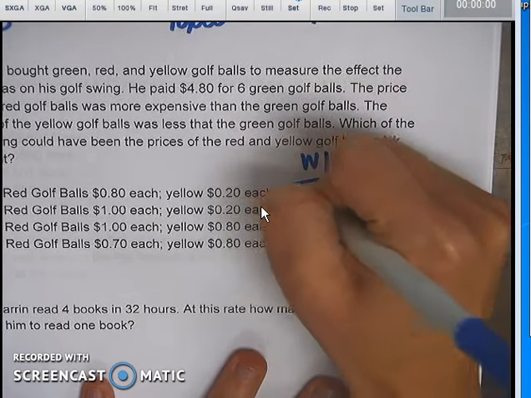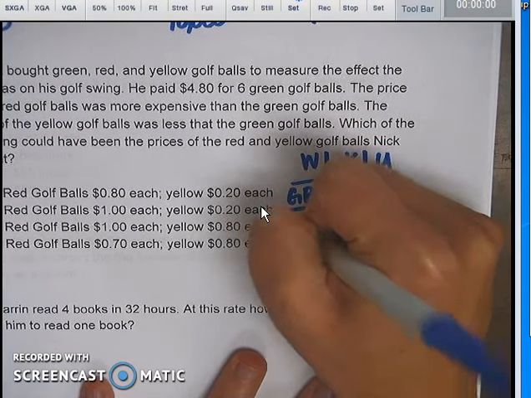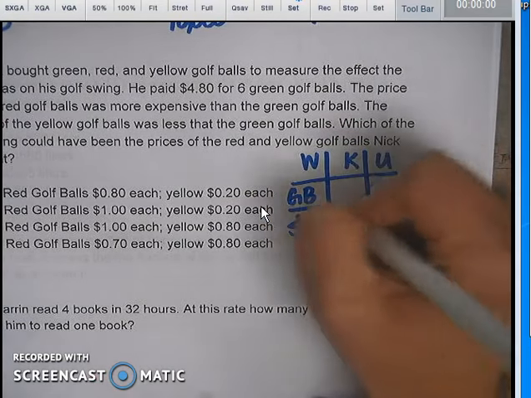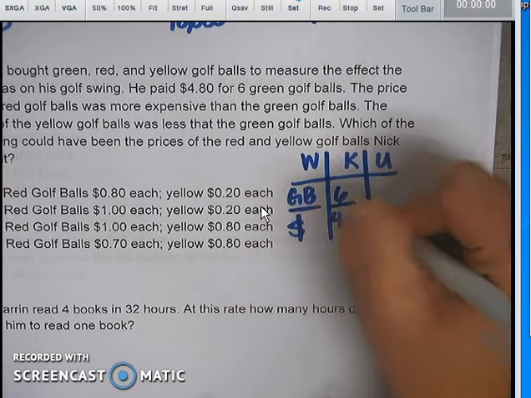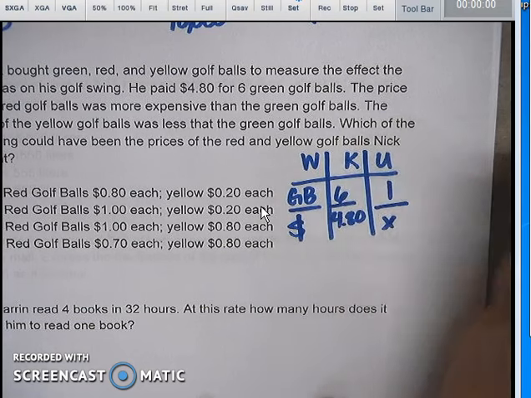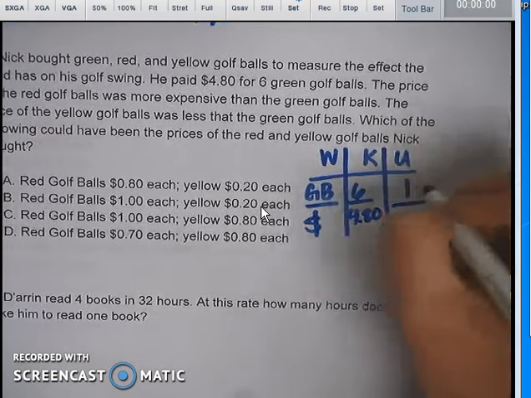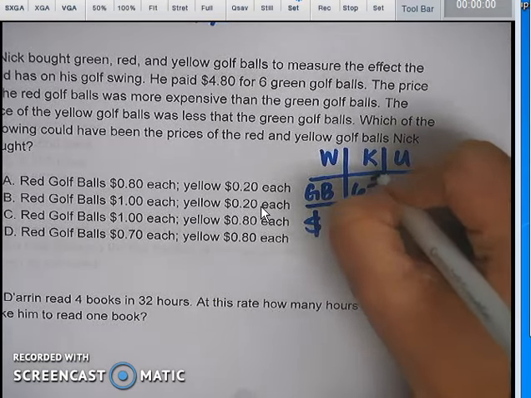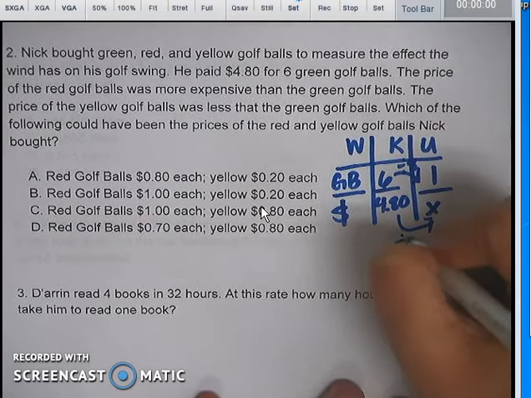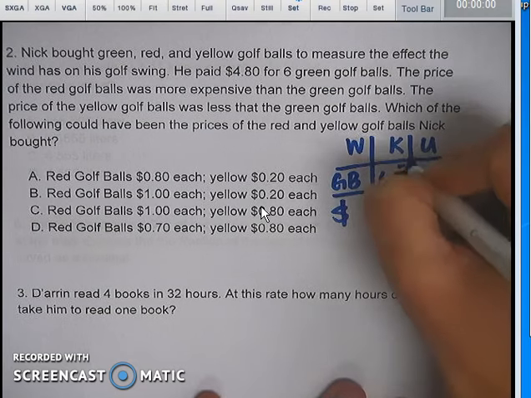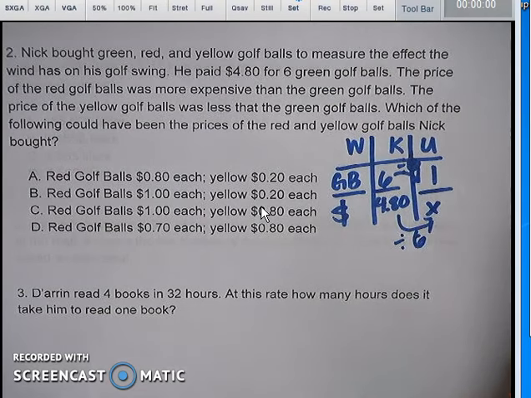So you have green balls over money. Okay. What did we know? That 6 cost $4.80. How much for 1? Well, what did you do to this 6 to get 1? Divided by 6. So you're going to have to take what you do to the top, you do to the bottom, divided by 6, not 8. I said 6. It's 6. Divide by 6.